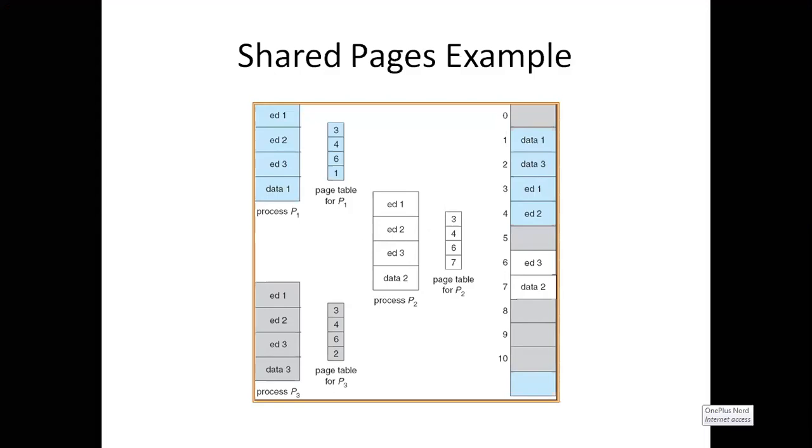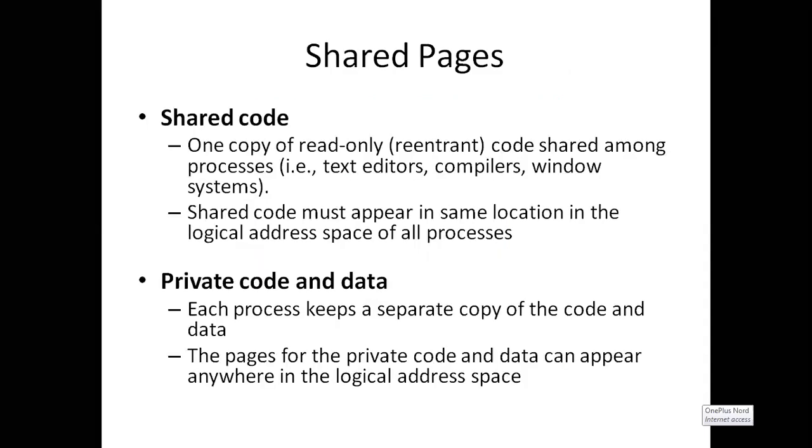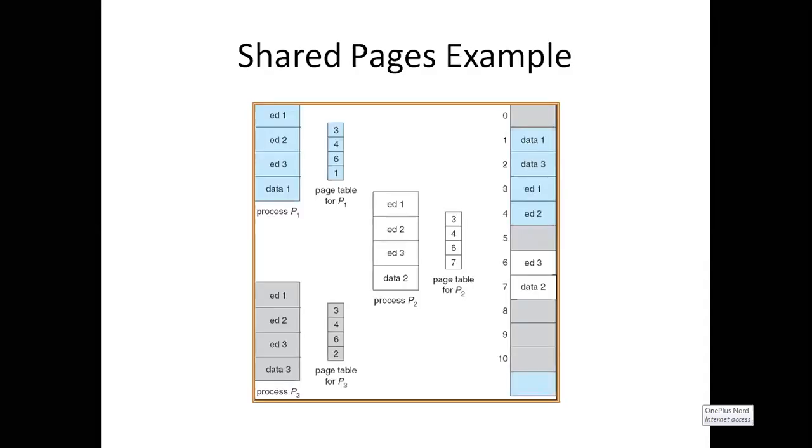Whereas ED1, ED2, ED3, those 3 pages are common to all the 3 processes. That is the reason why those pages are kept in the frame only once. All the remaining processes P1, P2, P3 are using the same frames. Why? Because they are written as reentrant codes. Now try to read out the lines. What is a shared code? One copy of read-only code shared among processes. That means in our example, what is the read-only shared code? The shared code is ED1, ED2, ED3.